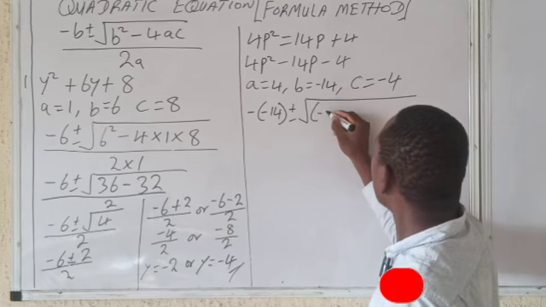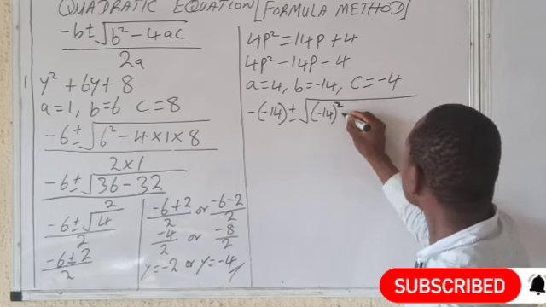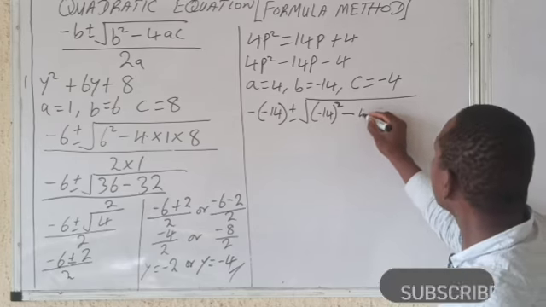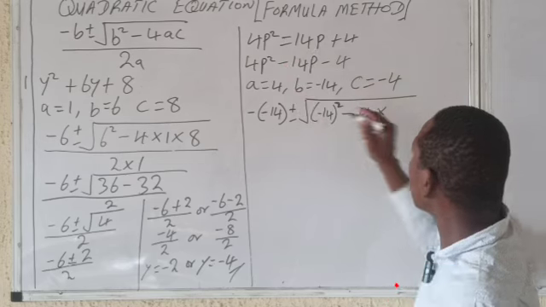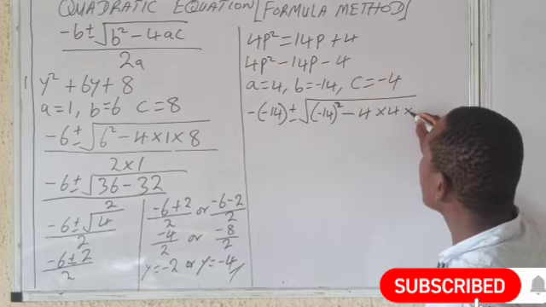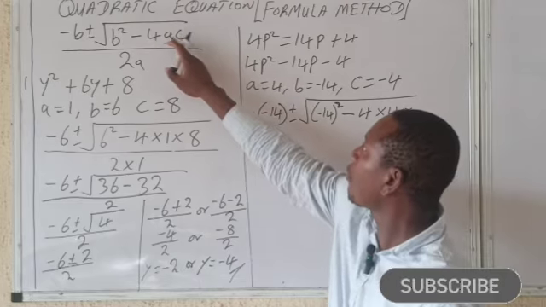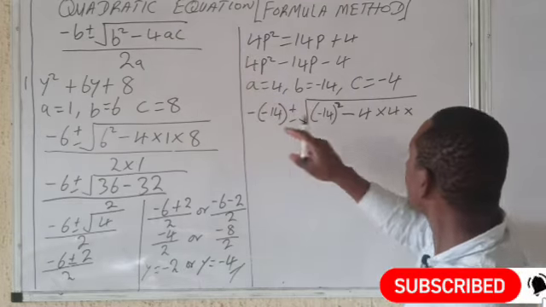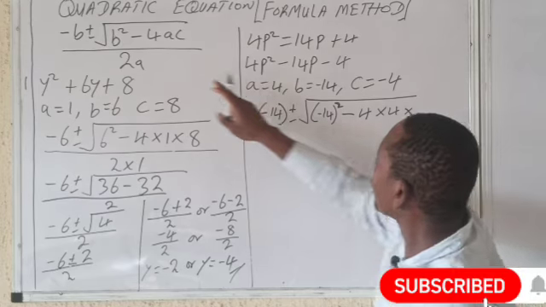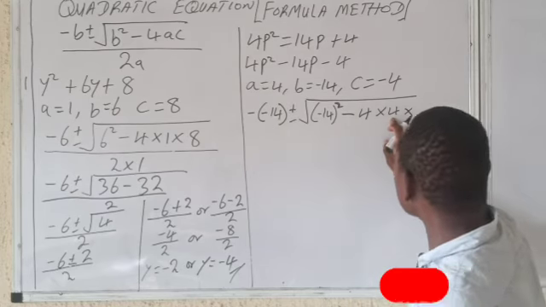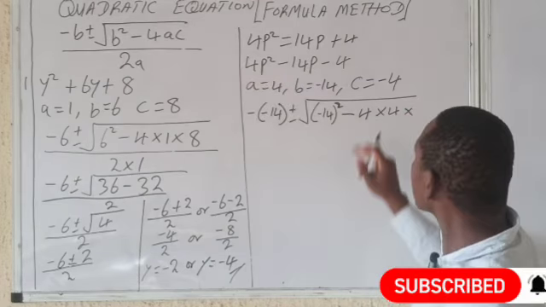Now, minus 14 squared minus, now we have 4 times, what is our A? Times 4 times, what is our C? Then we have 4AC. So our A here is actually 4. Then we now have 4 minus 4 times A, which A is 4. Then what is our C? Our C is actually minus 4.